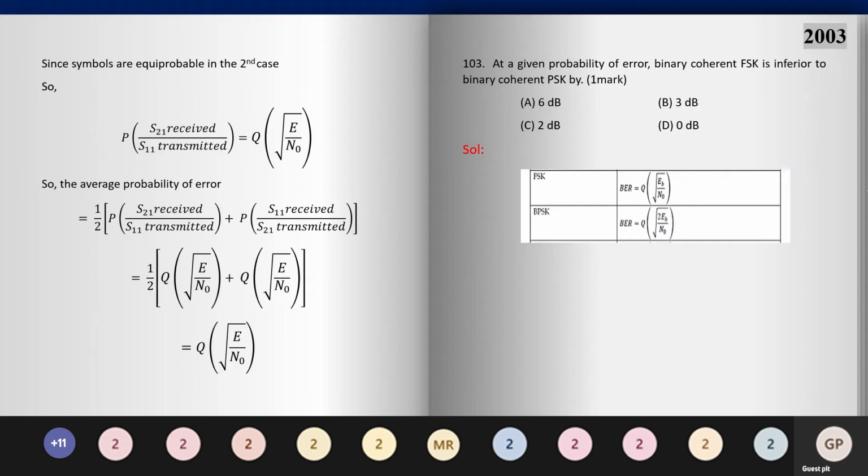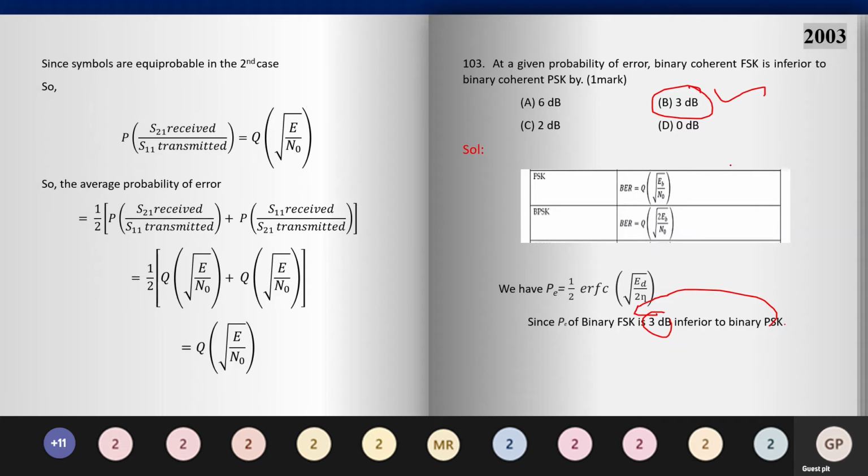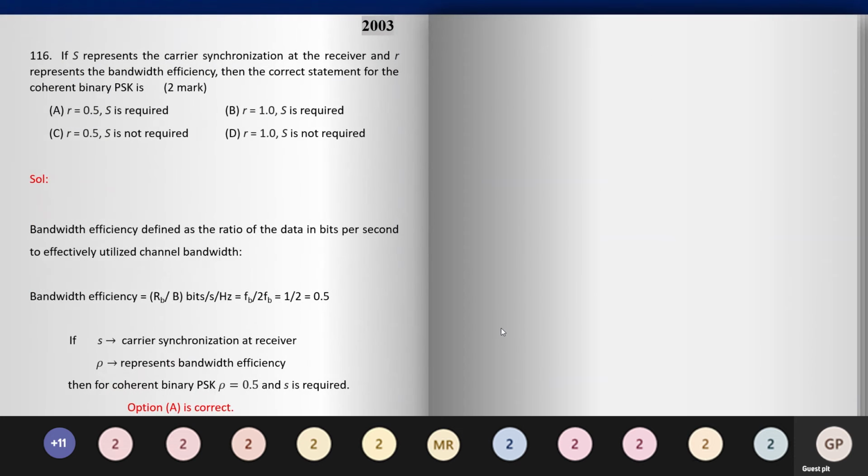So while you are comparing, here you get root 2. So root 2 is common. So 1 by root 2 is what you have to take. The value for 1 by root 2 is 3 dB in manner. Okay, so that's how in 3 dB only PSK is inferior to FSK. So the answer will be B here. Okay, so now we'll see one more problem.